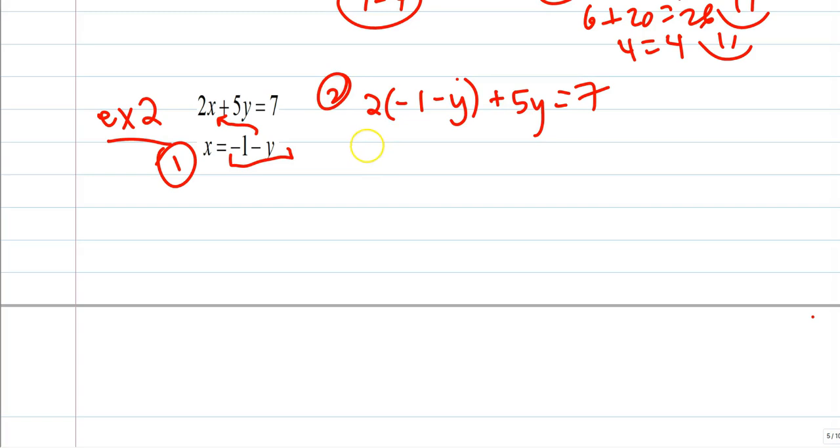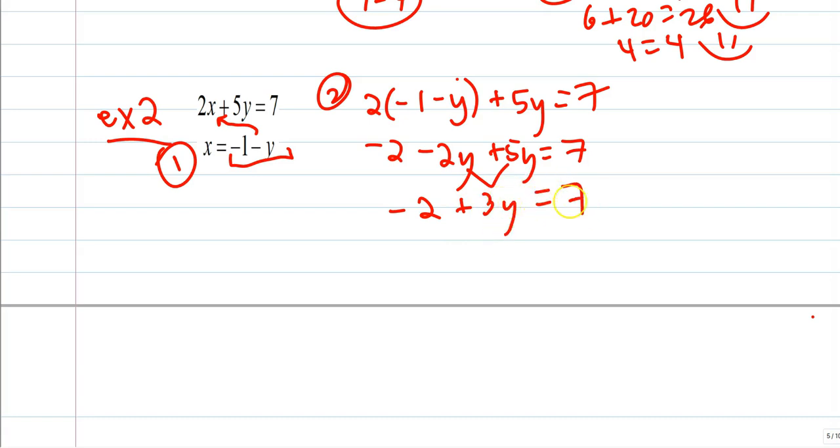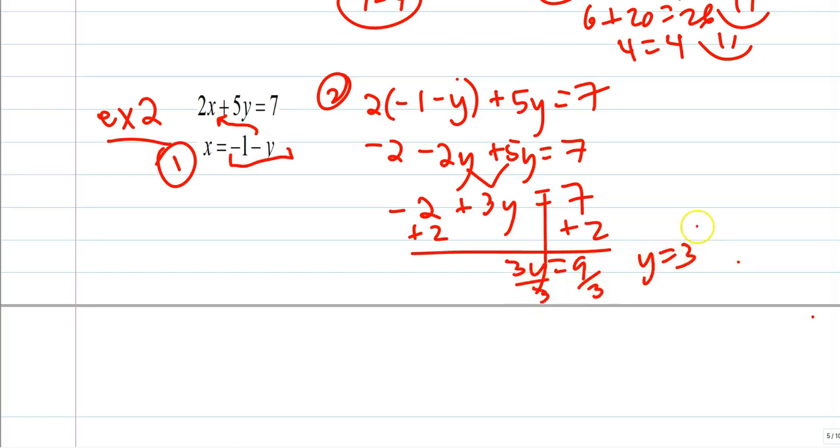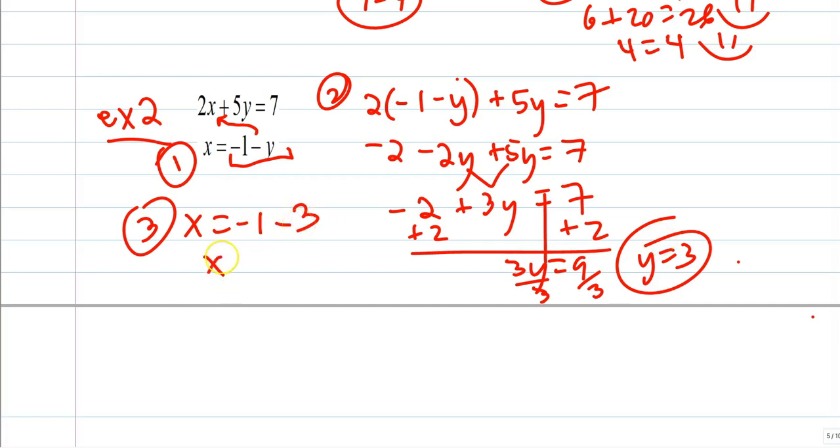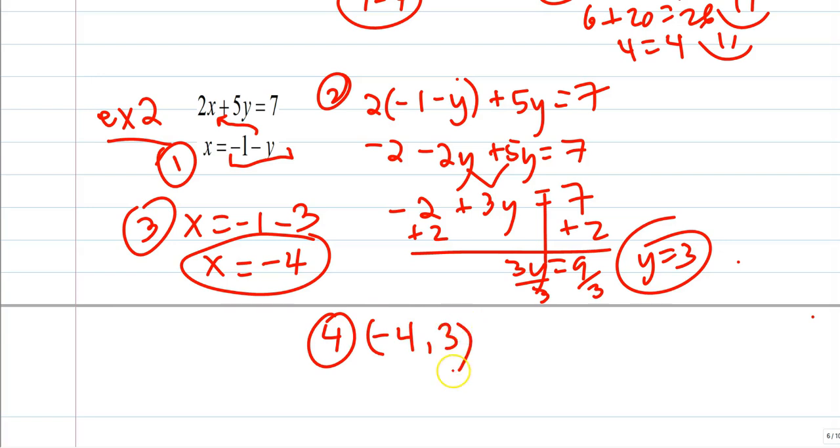Substitute and solve makes it negative 2 minus 2y plus 5y equals 7. Combine like terms, 3y equals 7. Add the 2, 3y equals 9, and dividing, y equals 3. Still not done. That's the y value. How do I get the x value? Take either equation. I'm going to take the bottom one. Negative 1 minus y. Negative 1 minus 3. Negative 4. Then last, we write our answer as a point. Negative 4, 3. Why didn't the 3 go first? Because it's x, y. Let's keep going.